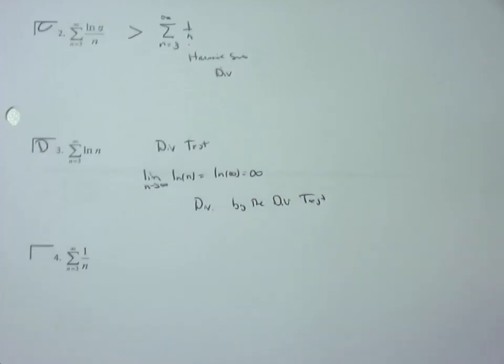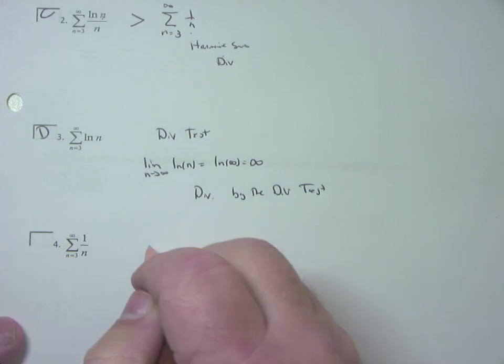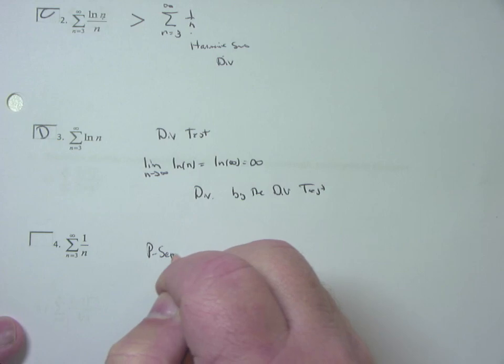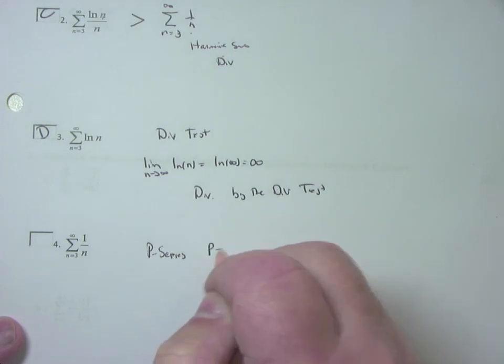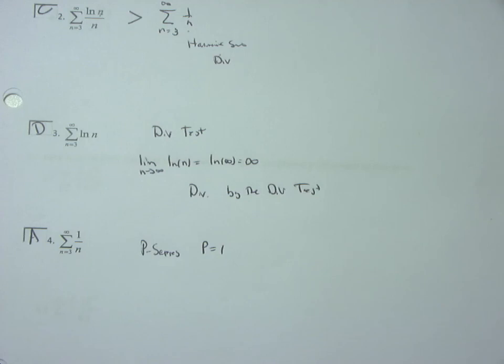And what about this last guy? Sum as n goes from 3 to infinity of 1 over n. What's that dude's name? Harmonic series. And what does the harmonic series do? It diverges. So we know it diverges, but the harmonic series is a p-series, p equals 1. So this is a p-series, even though we gave it a special name, harmonic series. p equals 1, so the answer for this one is A. Does that make sense? All right.